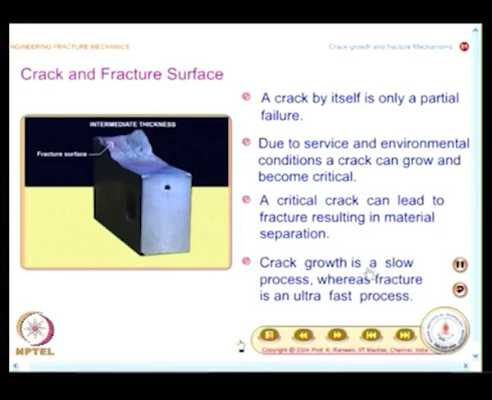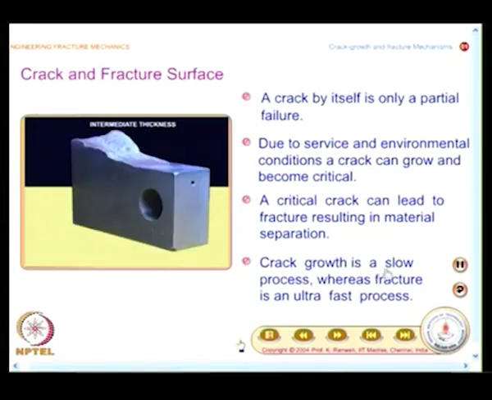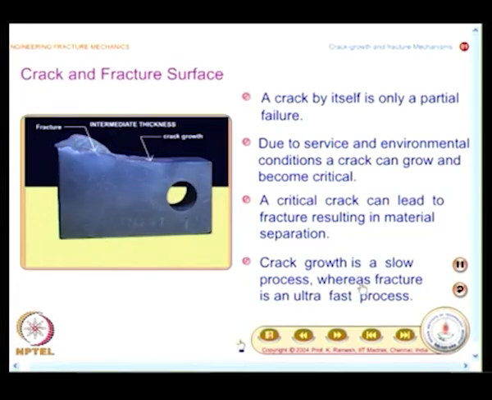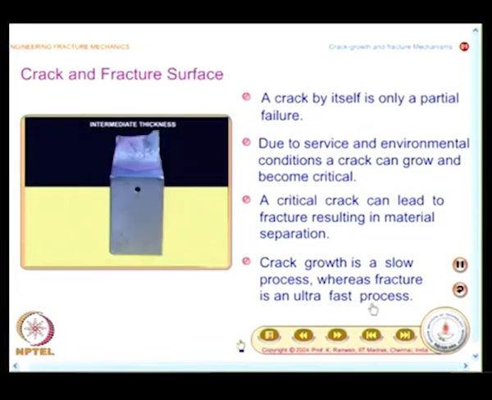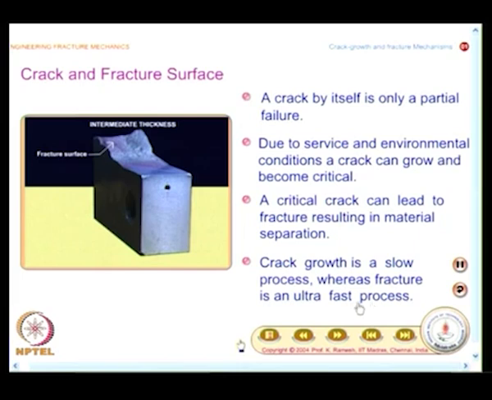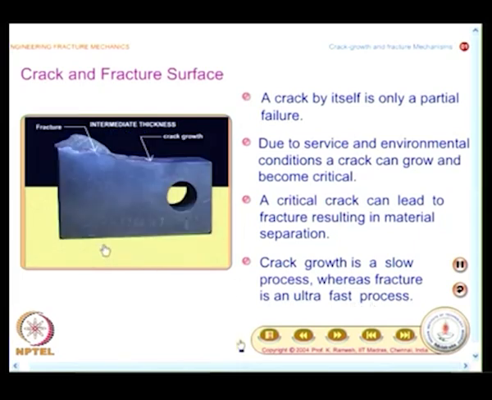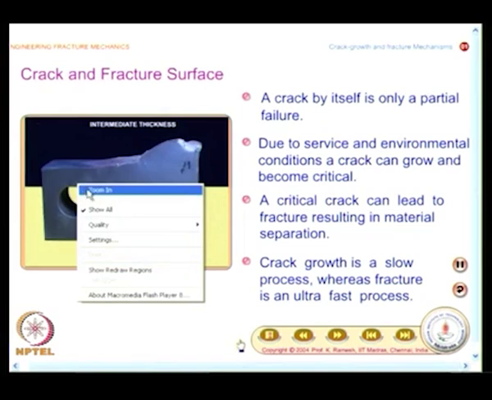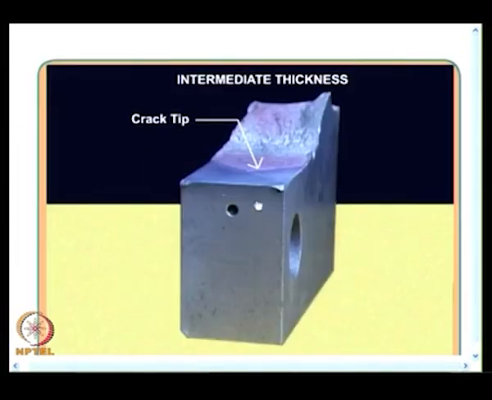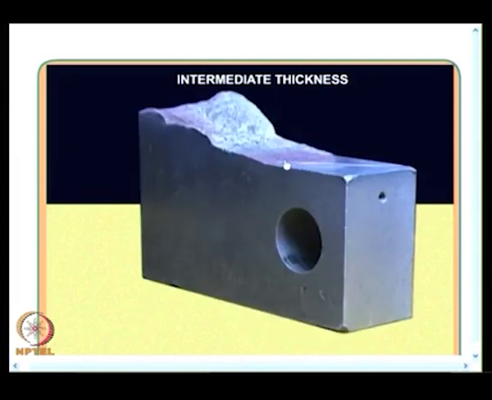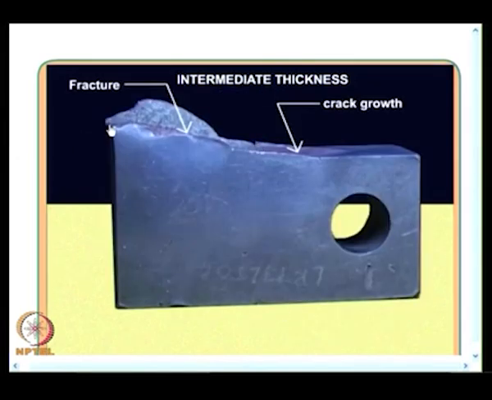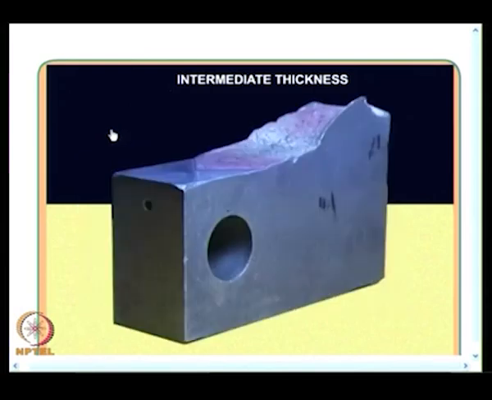and we will make a subtle distinction between crack growth and fracture. Crack growth is a slow process, whereas fracture is an ultra fast process. It happens very, very fast, and we will have a closer look at this animation, and this shows there is a crack growth phase followed by fracture, and you watch it carefully.